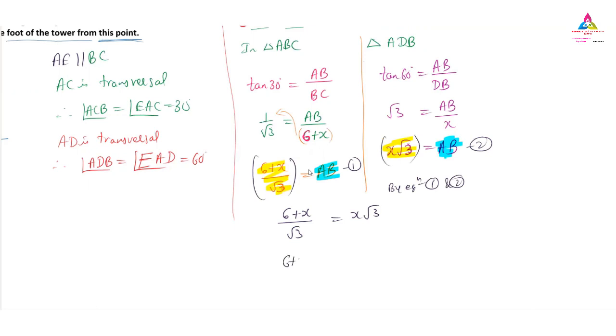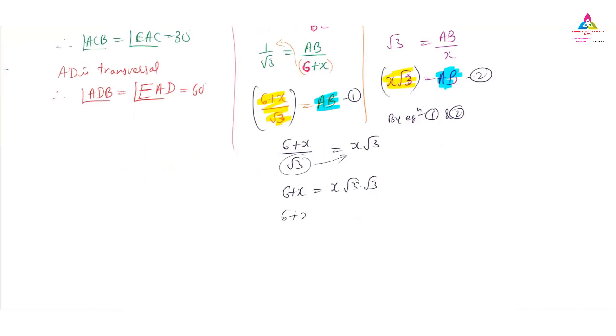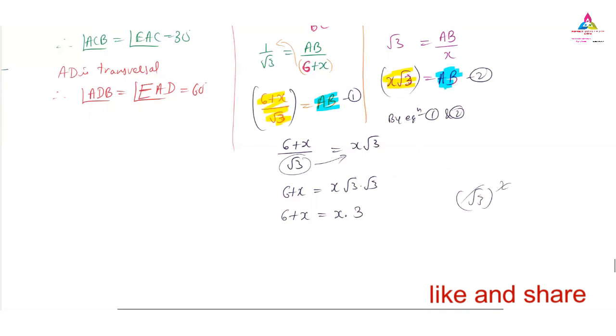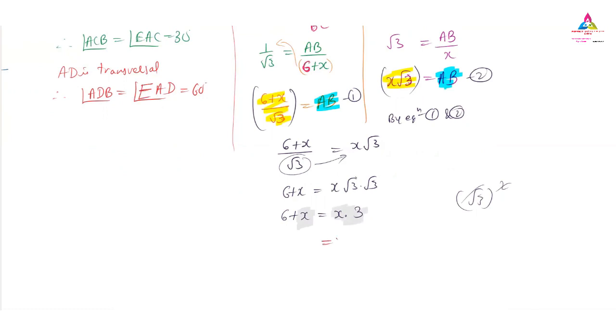So 6 plus X I will take as it is. This root 3 on that side I will take, root 3 into root 3. So 6 plus X is equal to X into root 3 into root 3, which is root 3 squared. The square root gets cancelled, remaining is 3. So here we have the X terms, bring everything to one side. It is 3X on the right hand side. This X, if we bring to this side, it will be minus X, equal to 6. So 3X minus X is 2X, that is 6. So X equals 6 by 2.